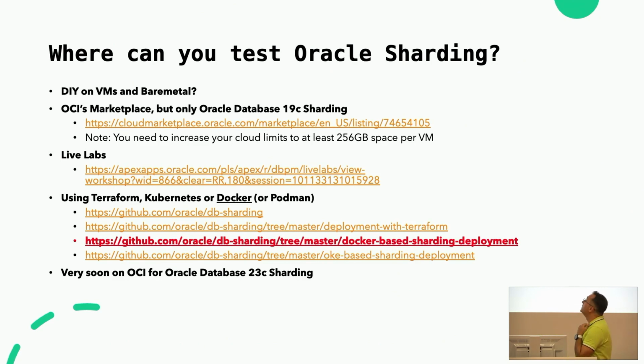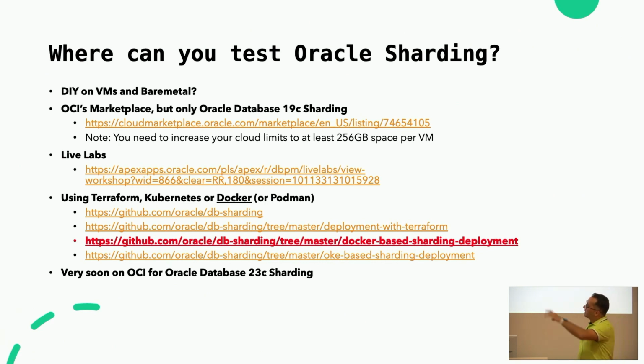Now, how can we test sharding? Well, at the moment, there are not so many options. One is to do it yourself on a VM or bare metal, and it's quite challenging. The second option is to go to the OCI marketplace, and there is a template there where you can test Oracle sharding, but it's only 19c. And in order to test this, you have to increase your account limits to 256 gigabytes per VM, and you need at least 5 machines, so at least 1 terabyte of space, but you don't want to test 19, it's old.